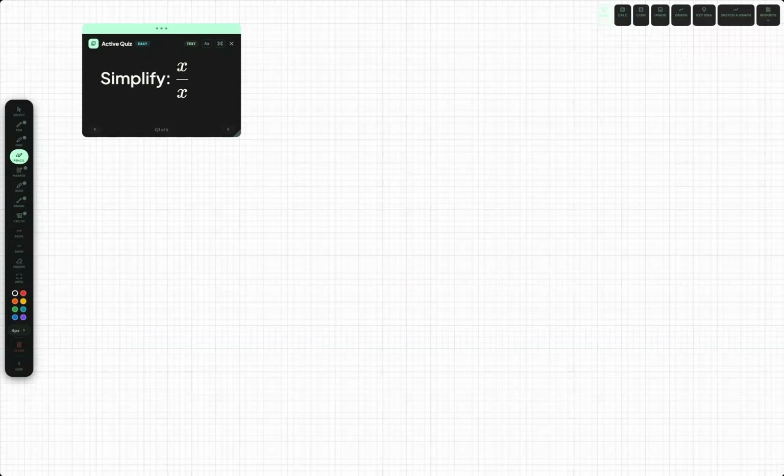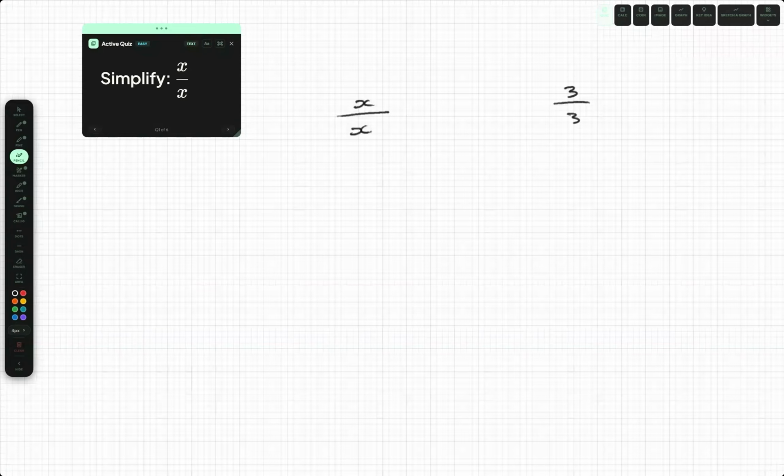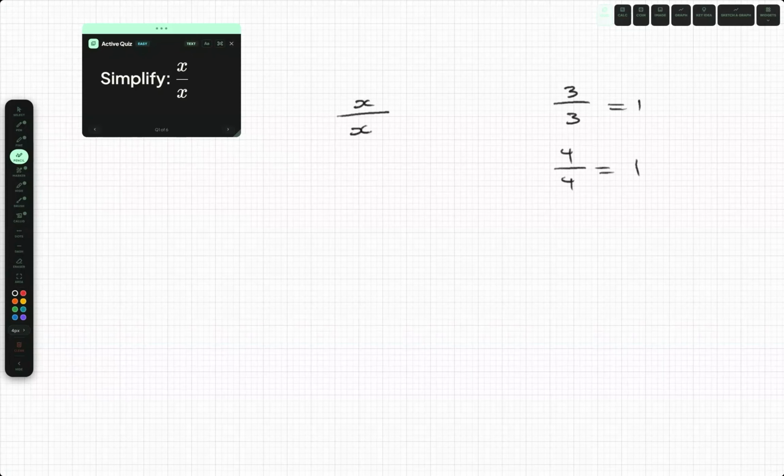Now I've got a question here, and it's really x divided by x. Now this works exactly the same way as it does with numerical values. So 3 divided by 3 is just 1, 4 divided by 4 is also 1, and so on. So any value that is divided by itself is obviously going to be given the value 1. So x divided by x is also just 1. That's something that, strangely enough, people still mistake.